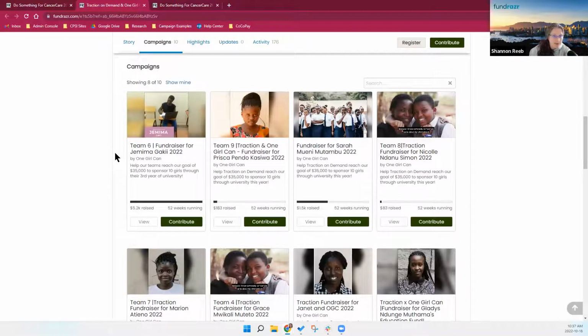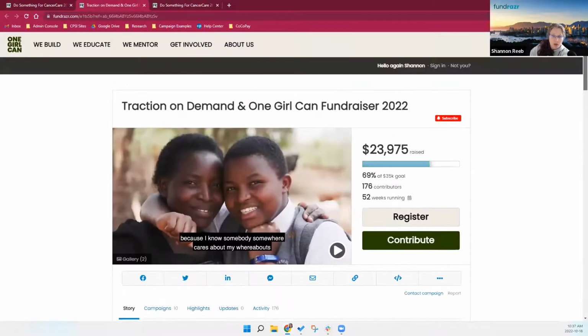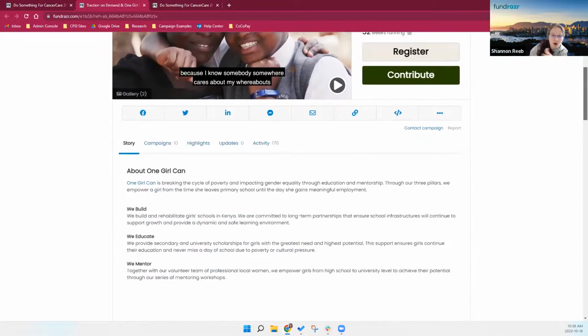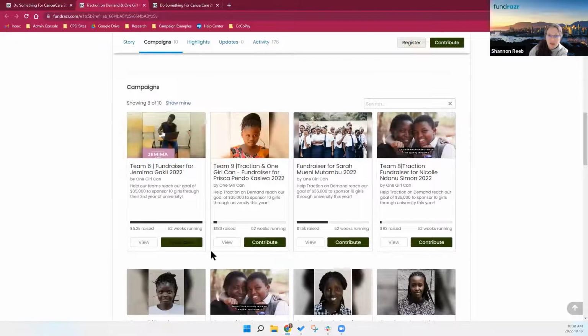So team 6 is fundraising for Jemima. Team 9 is fundraising for Priska. So this is the grid layout. This is a true DIY campaign layout. So if I just happened upon this campaign, maybe I know Traction on Demand and I saw an advertisement that they as an organization were raising funds for One Girl Can. I don't know particularly any of the employees of Traction on Demand, or maybe I know too many of them and I don't know who to choose.